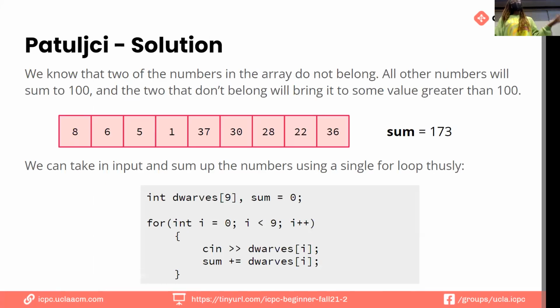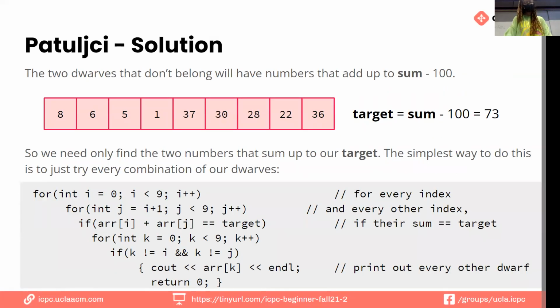Okay, so we know that two numbers in the array do not belong, and all the other numbers will sum to 100, and the two that don't belong will bring it to some value that's greater than 100. So we can take in the input and sum up the numbers using a single for loop, just like this. And then the two dwarfs that don't belong will have numbers that sum up to the total sum minus 100. And so our target is equal to the sum minus 100, which in this test case would be equal to 73. So then we need to only find the two numbers that sum up to our target.